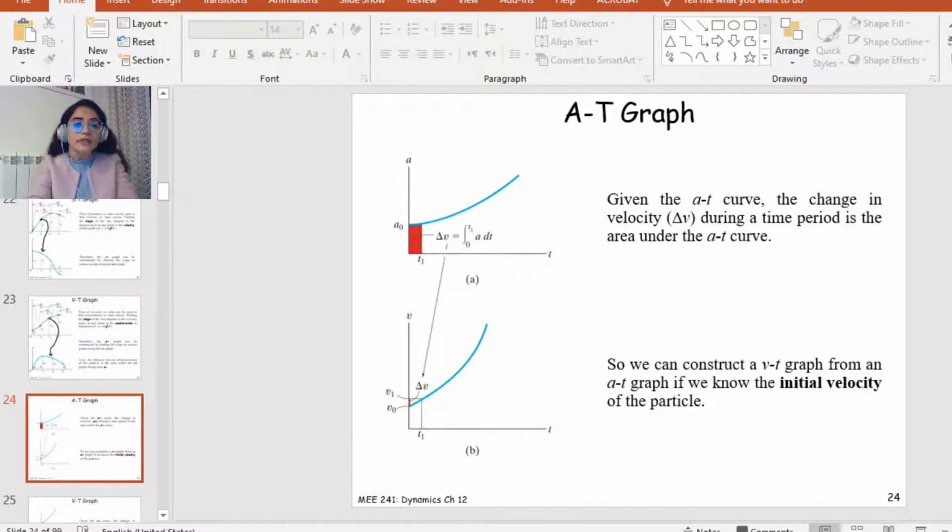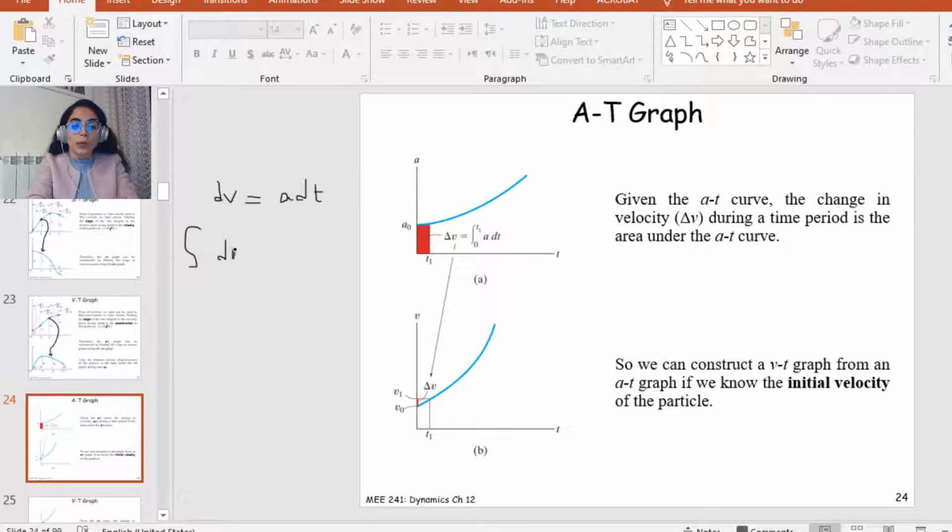Of course, guys, because in fact, I know that dv is equal to a dt, and I know that the integration of dv will be the integration of a dt plus a certain constant. Or I can say it is the integration of dv between v1 and v2 is equal to the integration of a dt between t1 and t2. Now, how can I relate this equation to the graph here, which is the representation of A versus time?